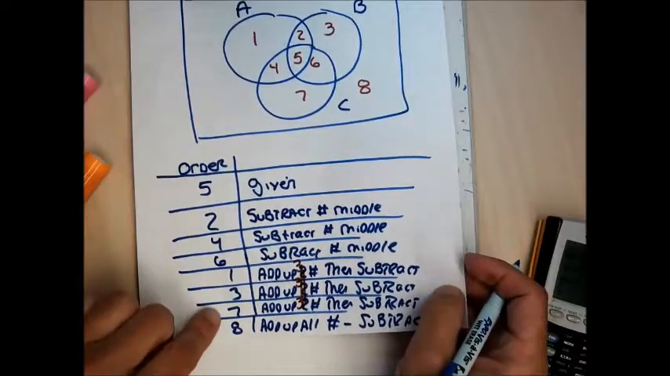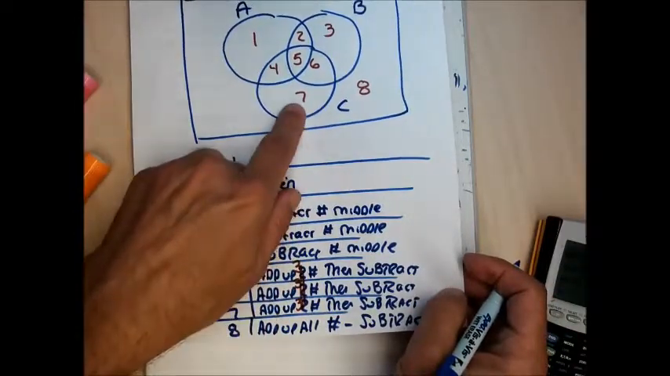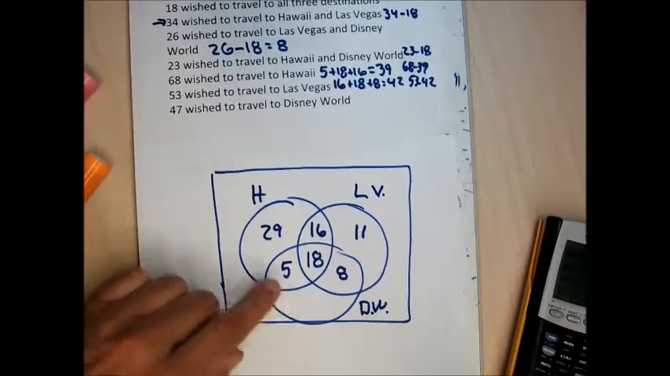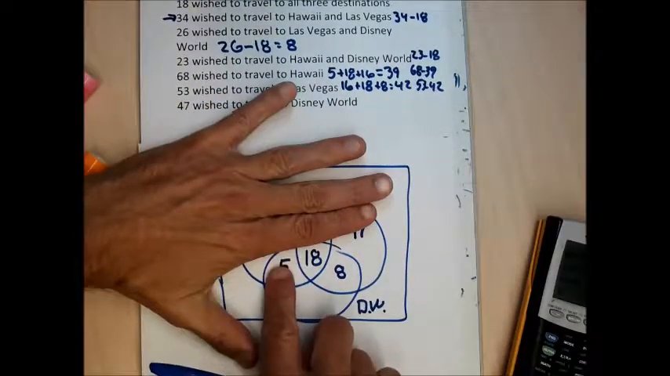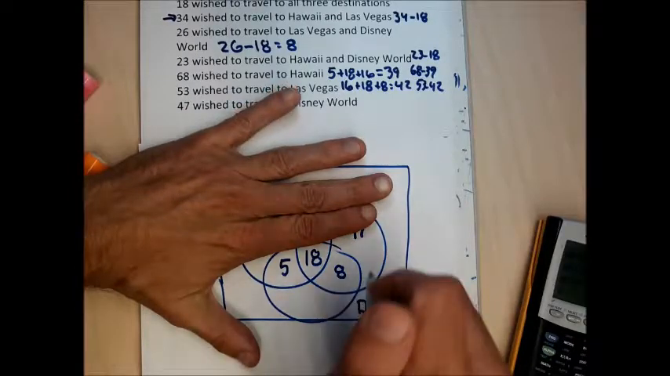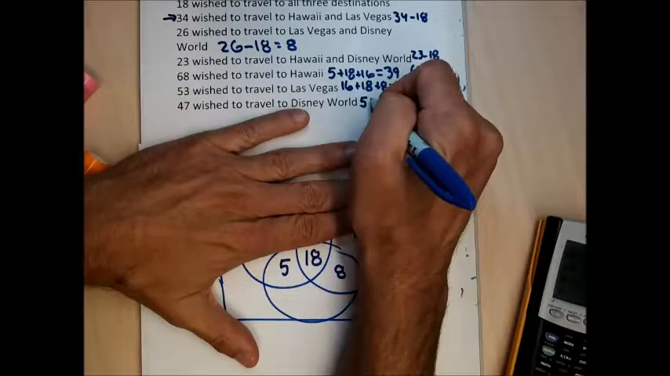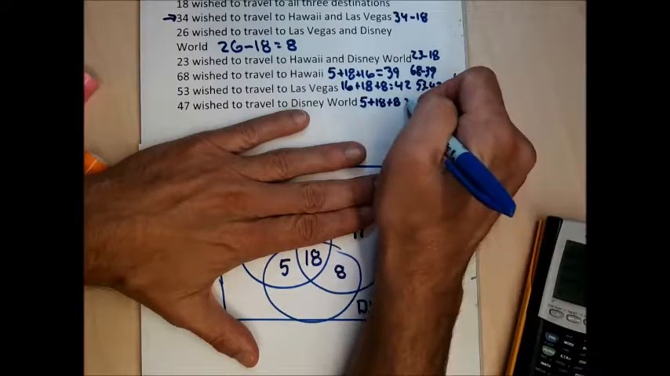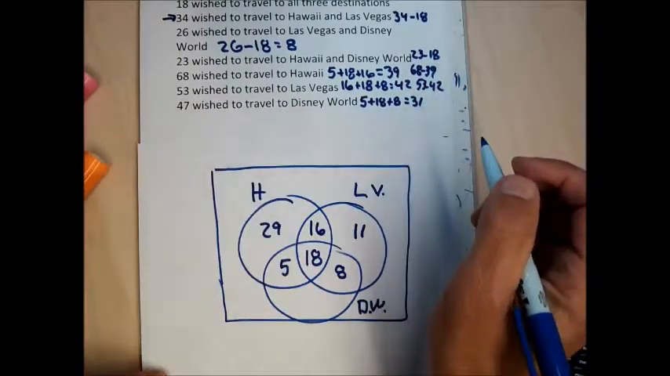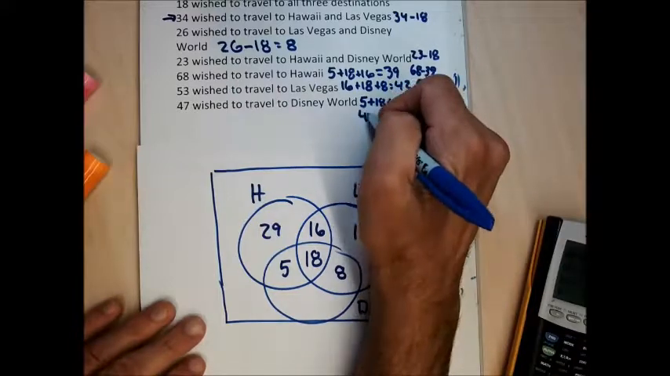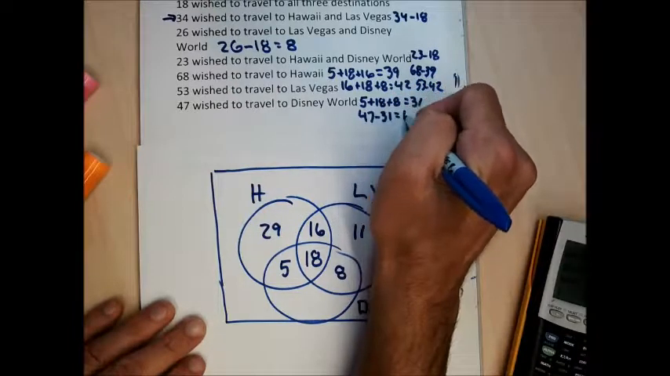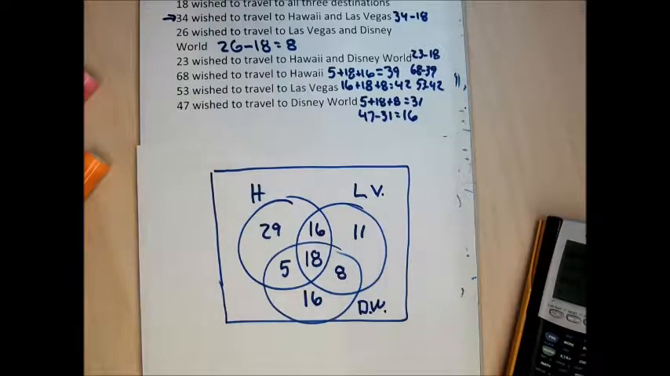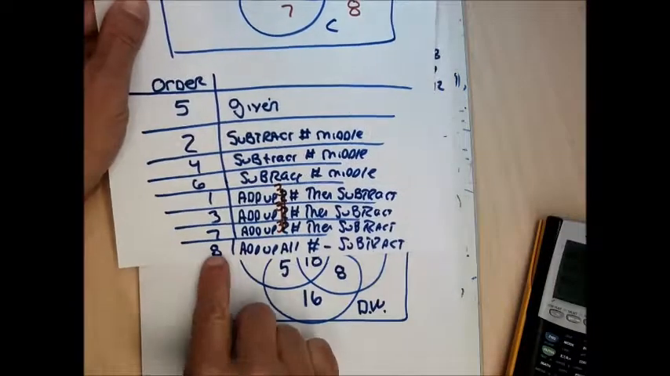Then I'm going to get region 7, where I add up 3 numbers and then subtract. Region 7 is the Disney World. The 3 numbers in the Disney circle are 5, 18, and 8. So the 3 numbers I'm going to add up are 5, 18, and 8. Those add up to 31. And now I'm going to subtract 47 minus 31 and get 16. Done with region 7.